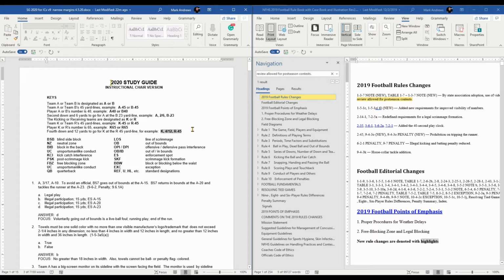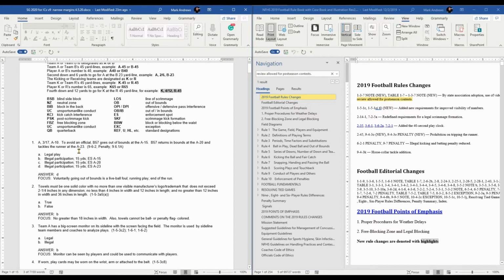The nomenclature is the same as above. So it's K's ball, kicking team's ball, offense, 4th and 12 at the R45. So they're 45 yards away from the goal line. I'm not going to read all these. Refer back to this key when you have a question, when you're not sure what these abbreviations mean. Most of them are pretty self-explanatory. Okay, let's get to the first question.